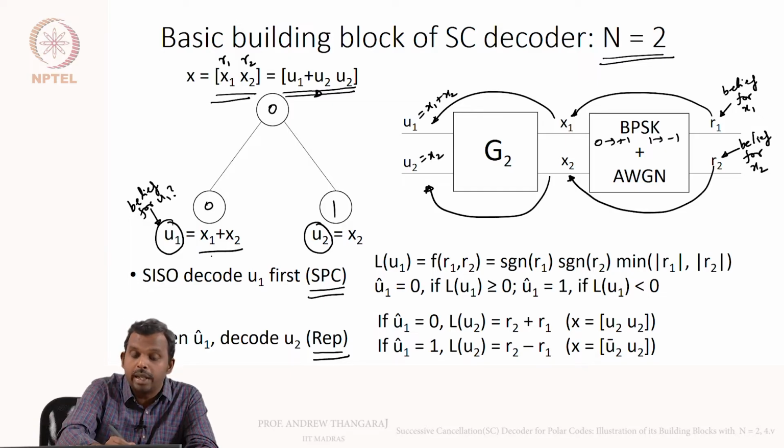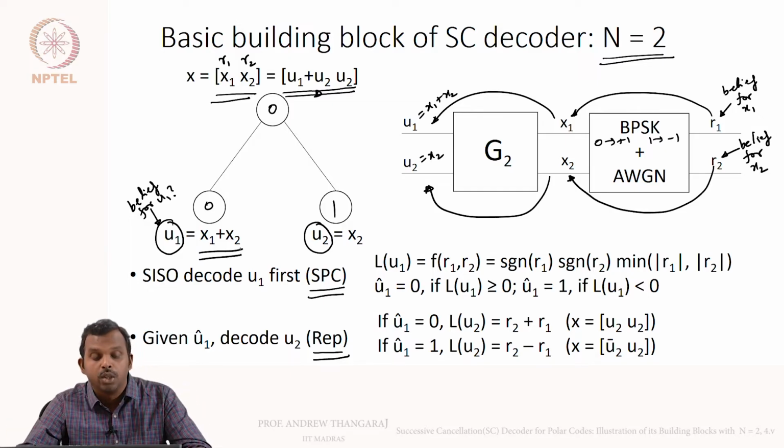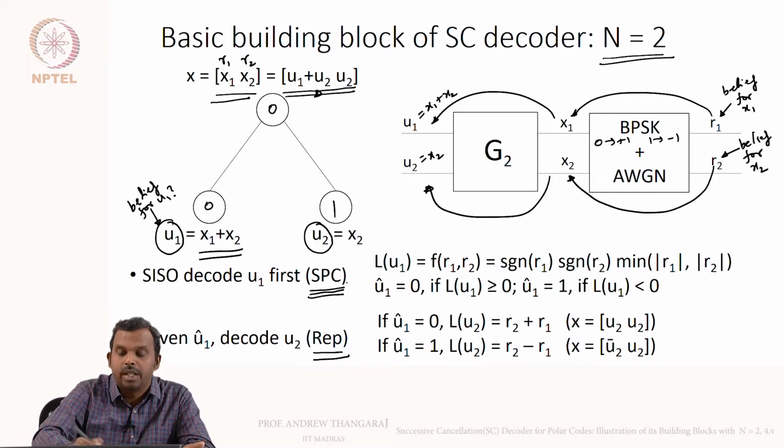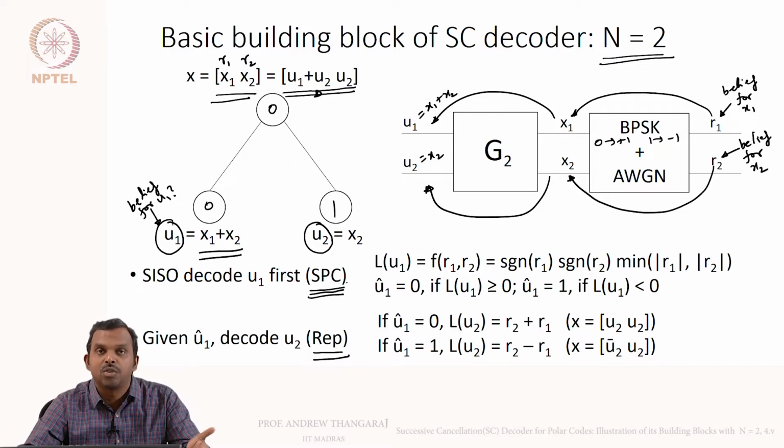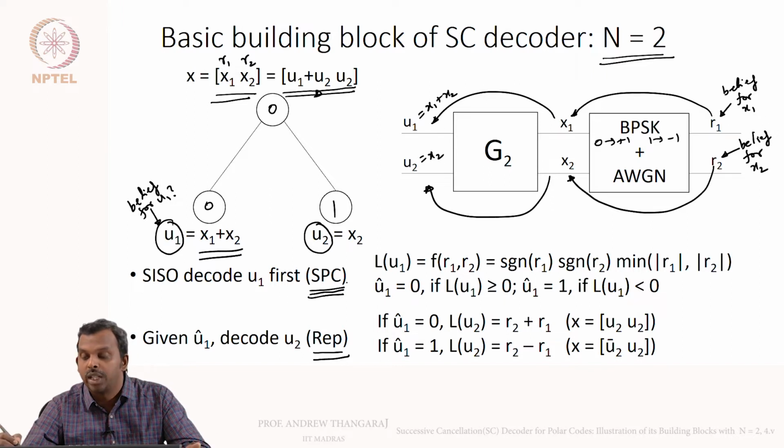Okay, and what is u1? x1 plus x2. You have a belief for x1 and a belief for x2. What is the belief for x1 plus x2? This is the classic single parity check problem, right? So this is the extrinsic information for single parity check, and for this we can use the min sum method.